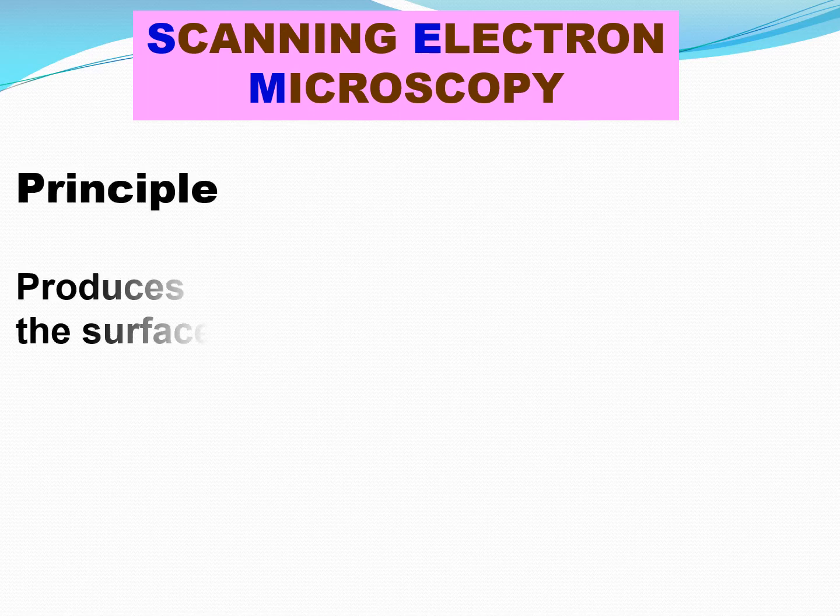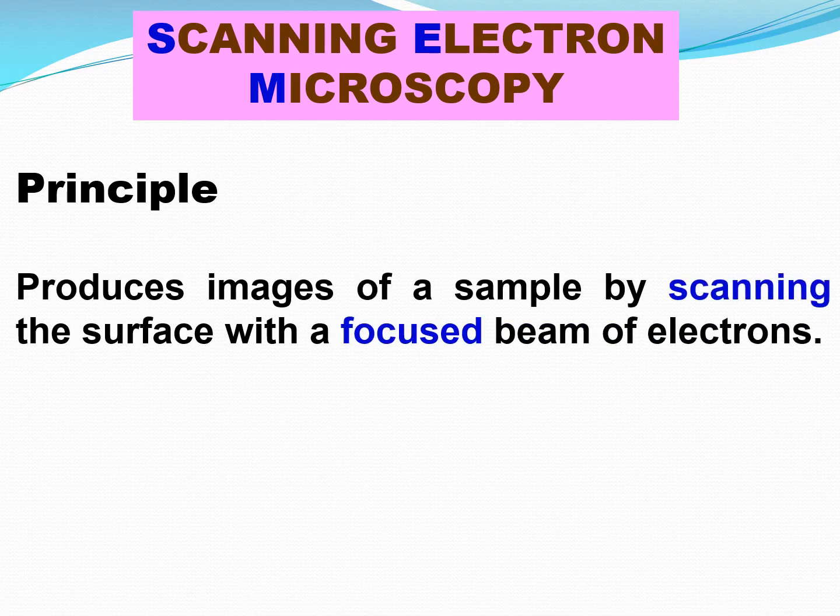In this we are using visible radiation, which you can see. In scanning electron microscopy, instead of visible radiation, you use an electron beam. The principle is producing an image of a sample by scanning a surface with a focused beam of electrons. When you are using an electron beam, you cannot use glass lenses; you have to use magnetic lenses. Using magnetic lenses and an electron beam, we get a magnified photograph of a substance.